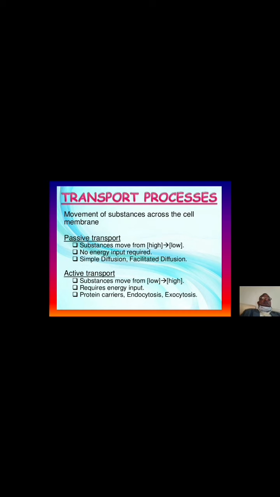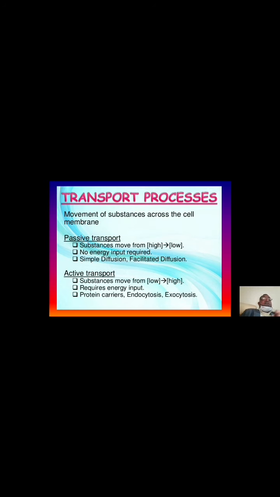Simply, it is transported by diffusion, like facilitated diffusion. Another important transport is active transport. Substances move from low to high concentration and it requires energy input like ATP. Second are the protein carriers present in the membrane. They help to carry molecules from one side of the membrane to the other side. And another is endocytosis and exocytosis processes.